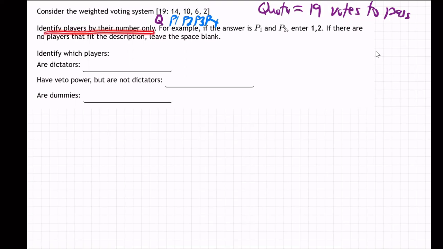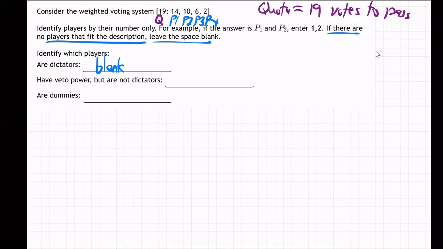It says identify the players by their number. You know, if it's P1, P2, put 1 and 2. Okay, identify which players are dictators. Who are the dictators here? Well, nobody's a dictator, because a dictator is somebody that has ultimate power, absolute power, ability to pass anything all by him or herself. So if it takes 19 votes to pass anything, a dictator would have to have 19 votes or more. And the highest player only has 14 votes. So we're going to leave this blank, as it tells us right here. Leave the space blank if there are no players that fit the description. So leave that blank. Okay.